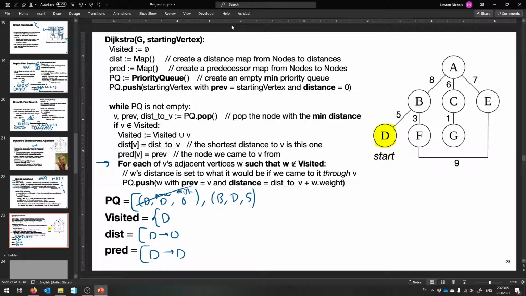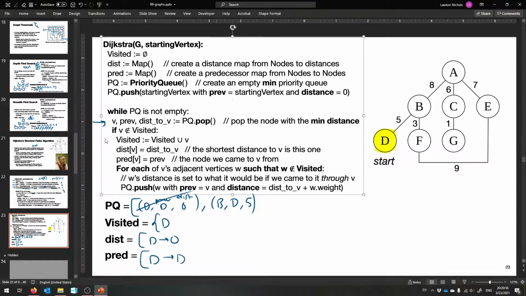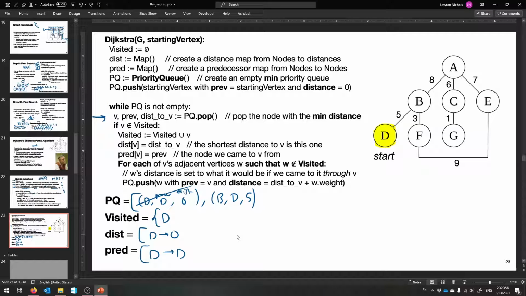Okay, so now, still, we only have one thing in the priority queue. This guy's gone. Back we go. It's not empty, so we're going to pop it off. So we have V being B. Then our predecessor, where we came from, was D, and our distance is 5. Okay? So we haven't visited it yet, and so we're guaranteed to know that this is the shortest path to this vertex. Okay? If not, we would have seen something to this vertex before. Okay, so we're going to add it.